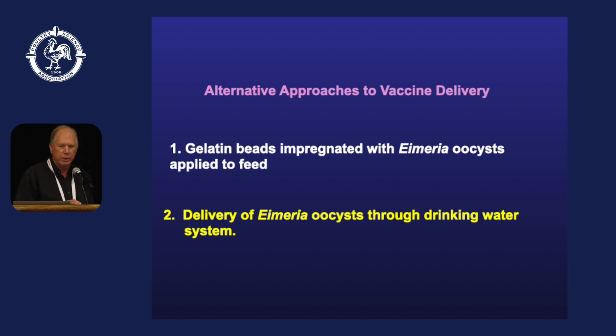We have one more that we're approaching, but I won't talk about that today. And one is gelatin beads impregnated with Eimeria oocysts applied to feed. Now, this was done by the UK group years ago using a different technology. And the other that we've developed, this also has been used in a different way in the poultry industry. I'm not claiming that we were the first to do this, but I think we've refined this to make it very practical.